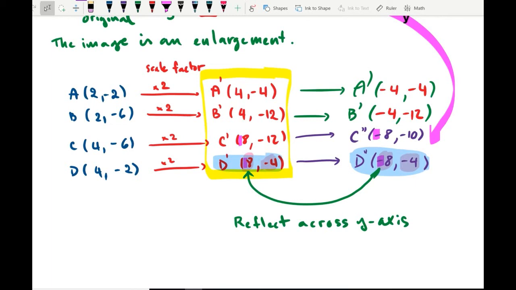Now we're going to look at one more example so you have two examples to compare, to practice using the concept.